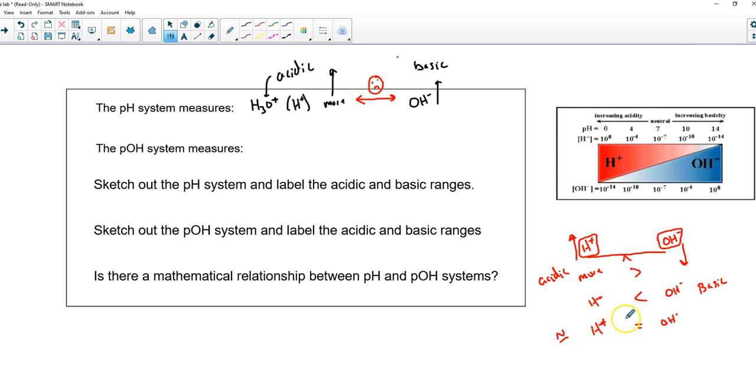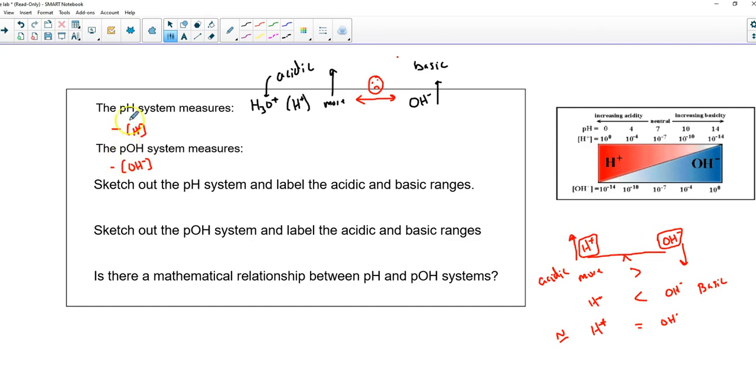So in a sense, you could track either the H plus ions that you see in this picture here, or you could track the hydroxide ions. The pH system just happens to track the concentration of H plus ions. And the pOH system happens to track the concentration of hydroxide ions. They really are kind of the same thing. They're mirror images of each other, and it's not a big deal, okay?